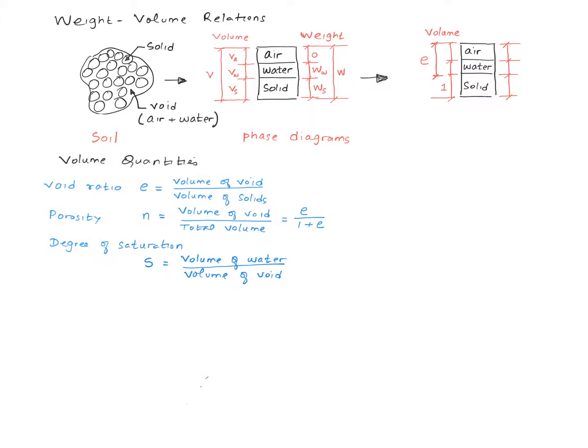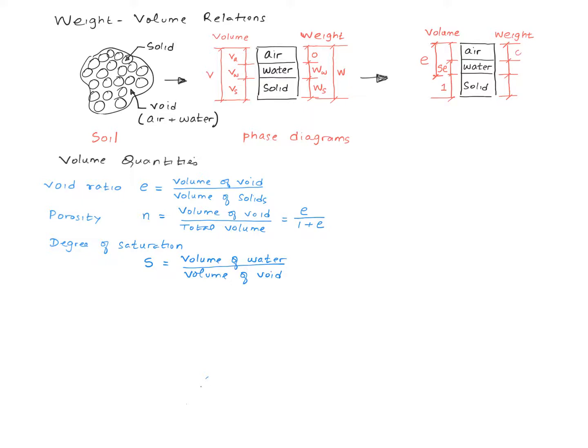Now the degree of saturation. Degree of saturation is defined as the volume of water divided by the volume of void. Now going back to this diagram again, we know the volume of void is e, and therefore the volume of water must be equal to S times e. Now we can fill up the right side of the phase diagram.